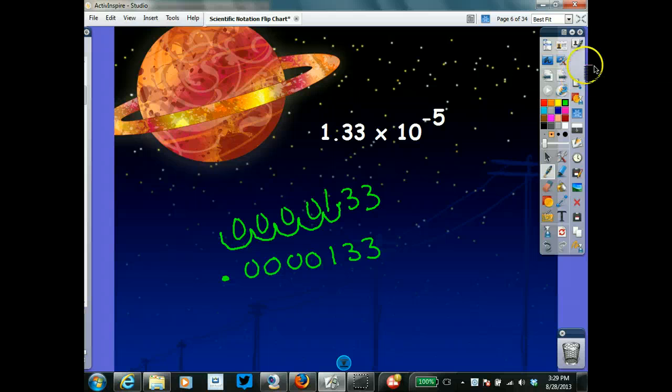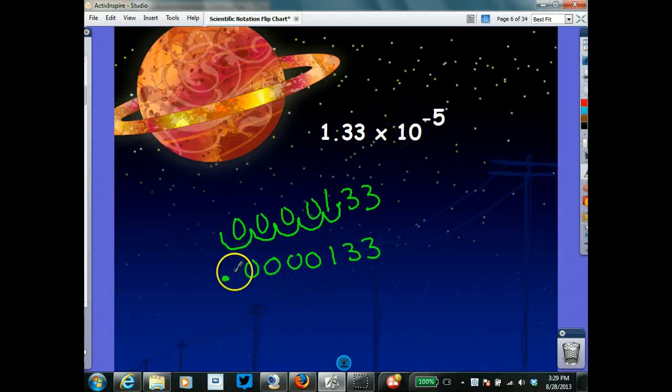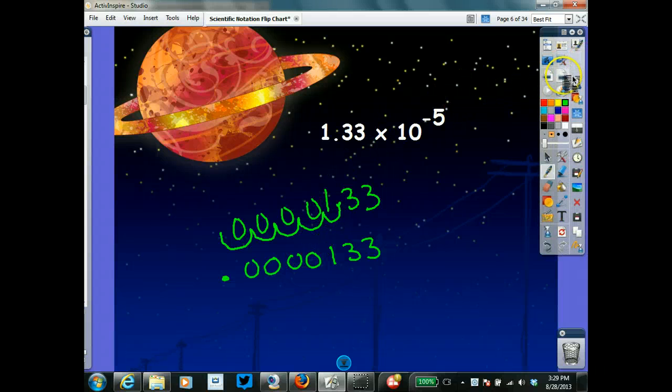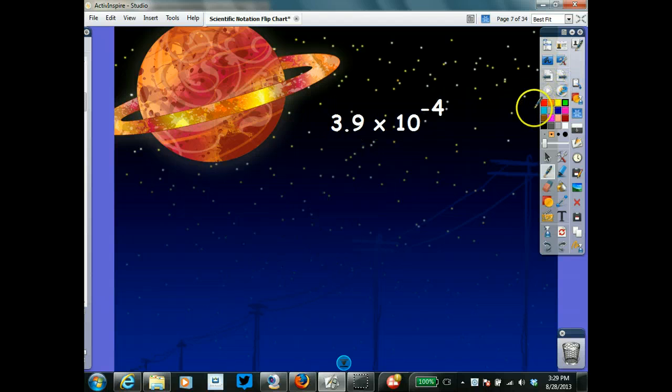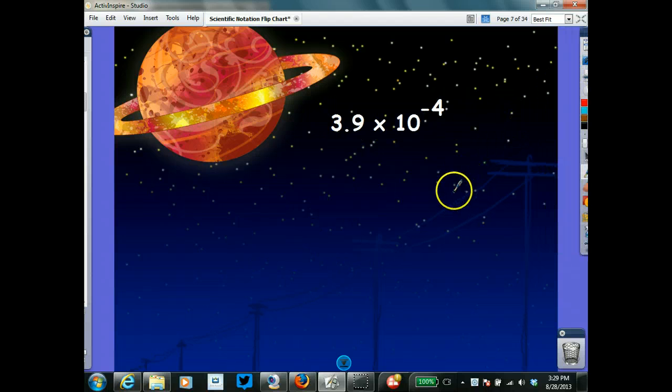I know as we watched the video in class, you got to see a real kind of a picture of how small this can be, or how big some numbers can be, and how many zeros you can actually deal with. So go ahead and try this one on your own.